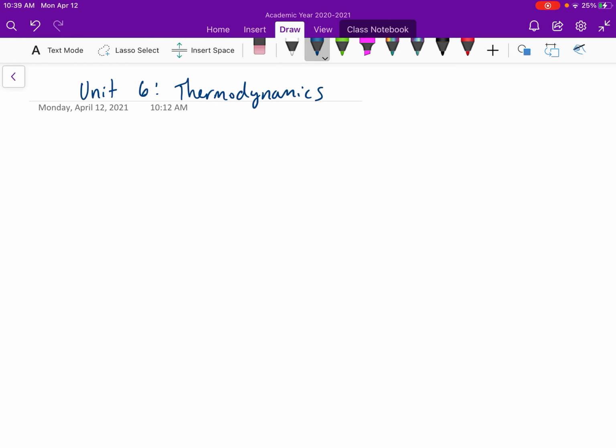Then we're going to go over sort of how we talk about energy in terms of chemical reactions. And then hopefully we'll give you a quick little introduction into something called calorimetry, which is an activity that we're going to do later this week in person.